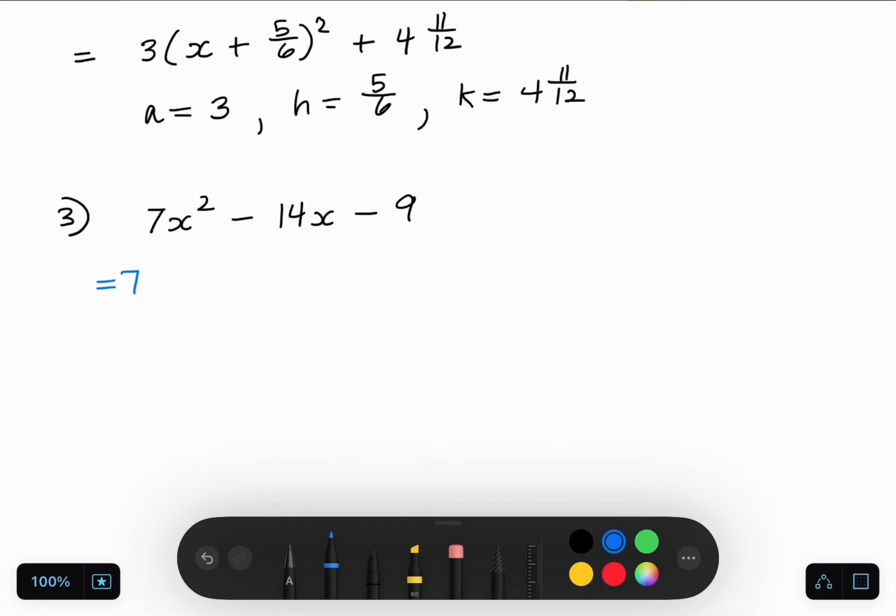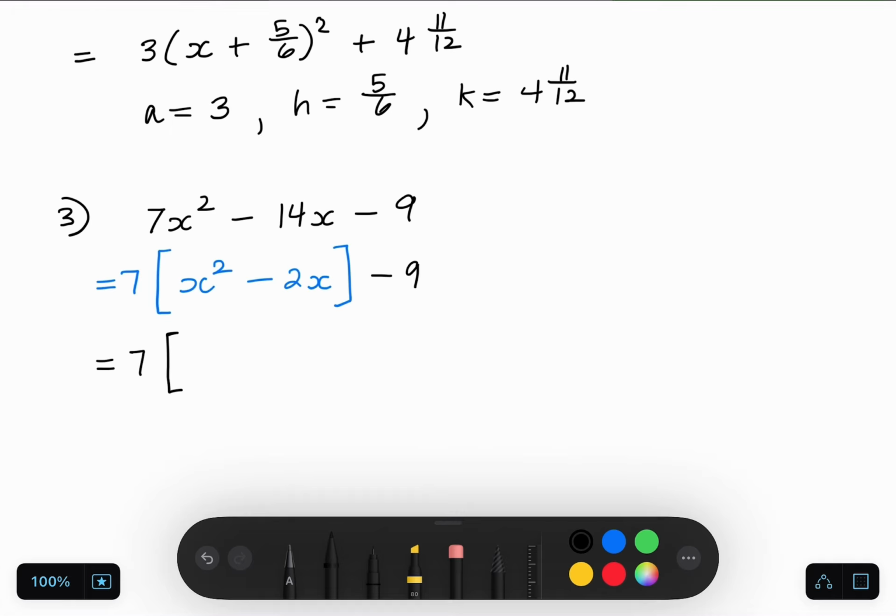So this would be 7. Use square brackets. 7 into 7x squared is x squared. And then 7 into minus 14x will be minus 2x, right? 7 times minus 2x will give you minus 14x. Close your square brackets, bring down your minus 9 on the outside. We're not doing anything there as yet. And now within those square brackets, I can completely square. So I keep 7 on the square brackets until I'm done.